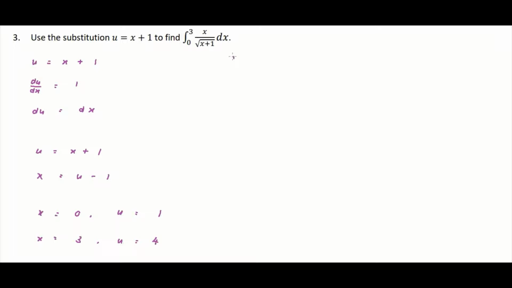Alright, so now let's try to do the substitution. So the integral of 30 x over square root x plus 1 dx. Okay, so same thing, change the limit. Alright, so 1 to 4. Don't forget this, because if you do this wrong, then later when you substitute, you might get some mistake because of the limit. Alright, so what is the x? x is u minus 1, then divided by square root u. Okay, then now dx becomes du.